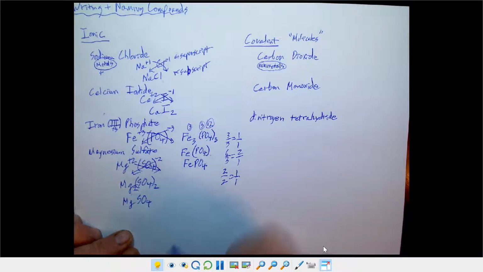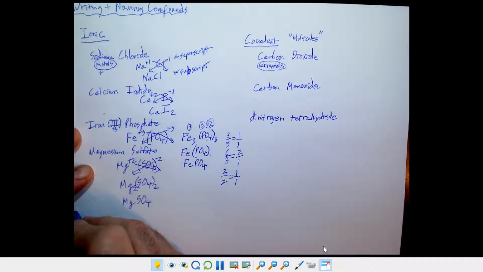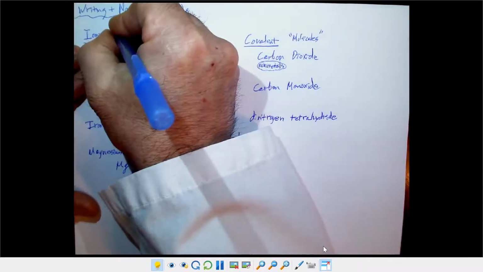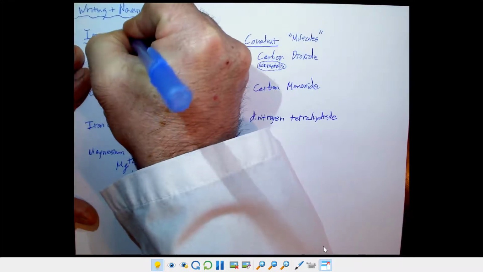But in this case, you do. So that's how you write the formulas for ionic compounds. Let's now take a look at covalent, all right? And actually, before we do that, we should probably go the other way around. Since we wrote the formulas, this is basically how we write the formulas for these guys.